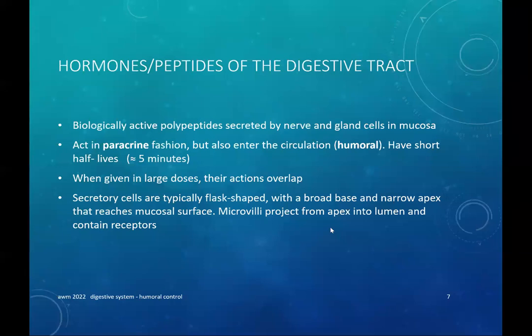Now, the hormones or the peptides of the digestive tract are biologically active polypeptides, and they're secreted by nerve and gland cells in the mucosa. They act in a paracrine fashion, but they also enter the circulation, in which case they'll have a humoral effect. Fortunately, they've got short half-lives.